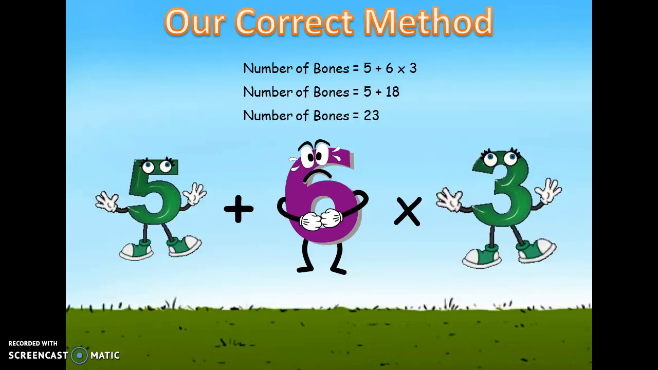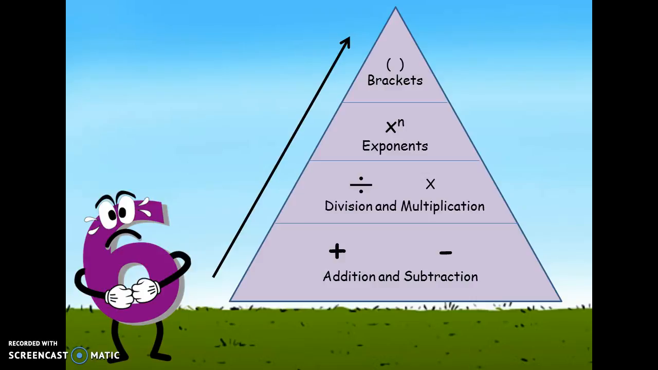As it turns out, all numbers, including our confused 6, will always choose the highest possible operation first when solving a math problem. And that's what we will do too. When we solve a math problem, we first look at the brackets, then our exponents, then division and multiplication, and then addition and subtraction.